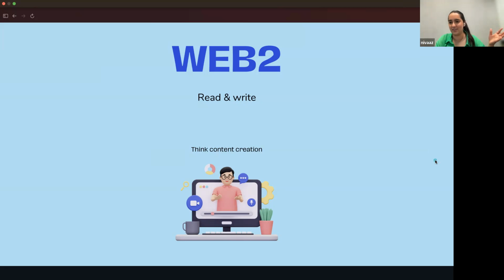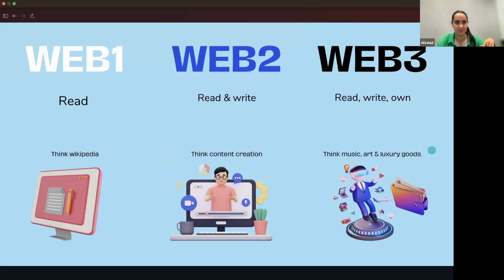So centralized content creation and distribution. Cool. And then Web3 basically is taking that and thinking about read, write, and own. So all of a sudden, you no longer need to go through some kind of centralized entity like Facebook or YouTube to make your money on.